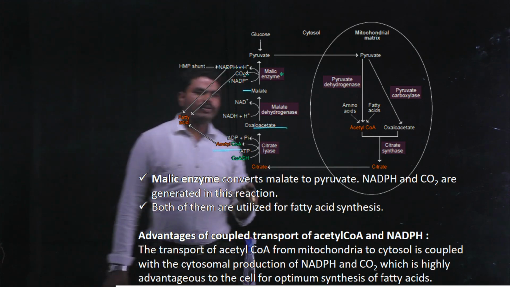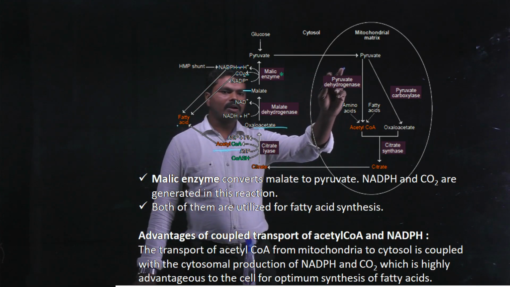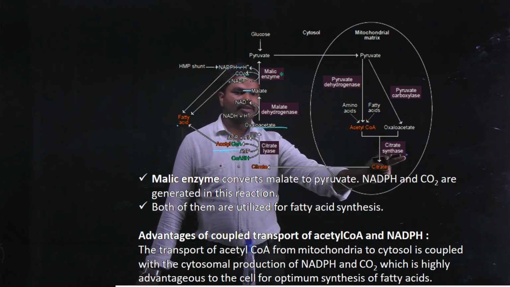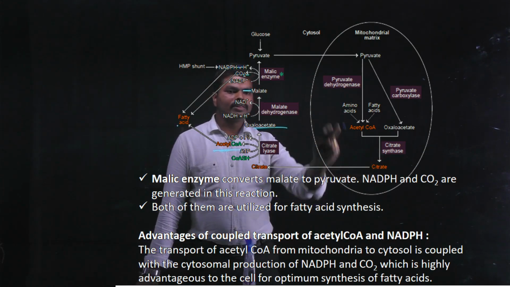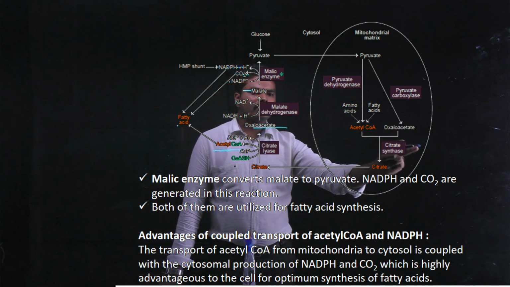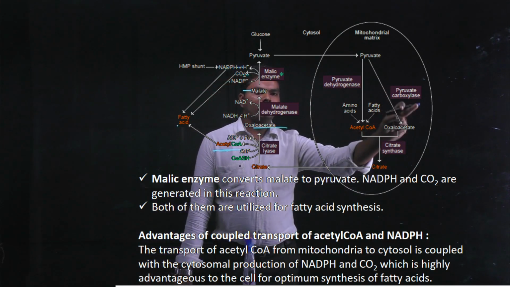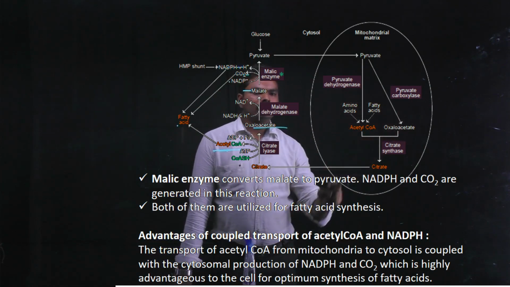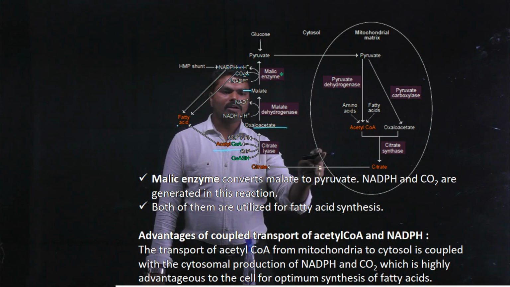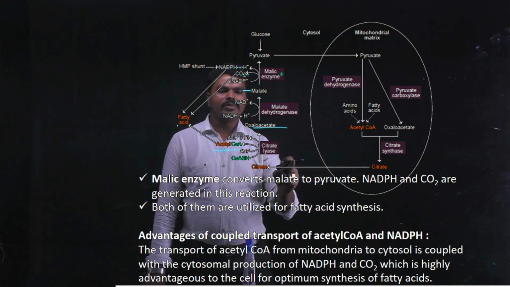So how will it form? Here inside the mitochondria the pyruvate will be converted into acetyl-CoA and oxaloacetate. Acetyl-CoA will be formed by the action of pyruvate dehydrogenase on the pyruvate, and oxaloacetate will be formed by the action of pyruvate carboxylase on the pyruvate. Here the acetyl-CoA is impermeable, that means it is not able to cross the mitochondrial membrane, thereby it is not able to enter into the cytosol.